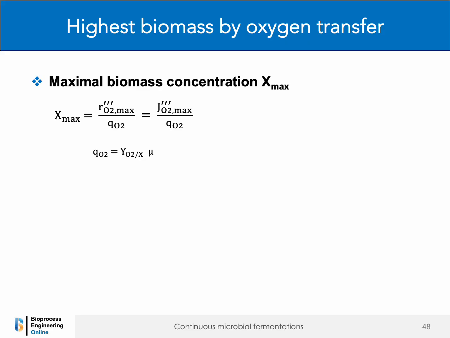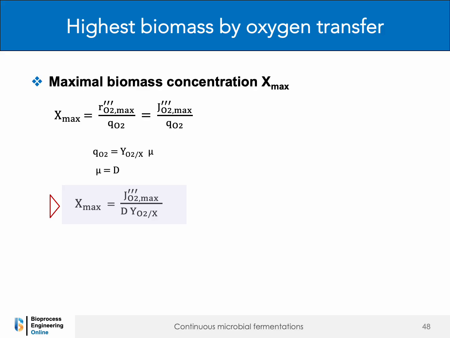The specific oxygen consumption rate is related to the specific growth rate through the stoichiometric coefficient YO2 over X. Under steady-state continuous operation, the specific growth rate is equal to the dilution rate, mu equals D. The maximum attainable biomass concentration therefore becomes X max equals JO2 max divided by the product, D times YO2 over X.